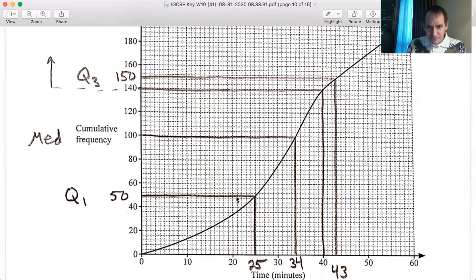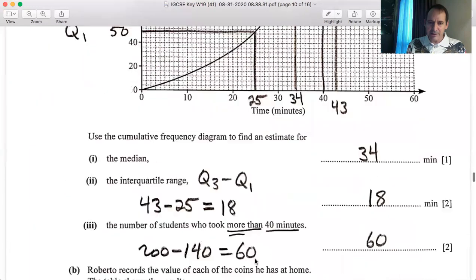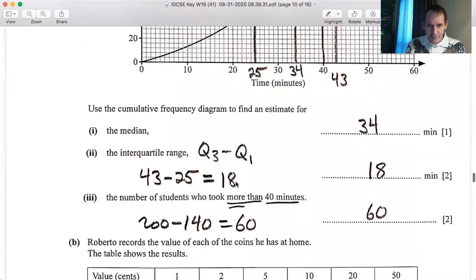I just drew it freehand, but it would be better if you used a straight edge to get it right there in the middle. Once you get over to your graph, turn 90 degrees and go straight down. So I have 43 and 25, and 43 minus 25 is 18, which is the interquartile range.